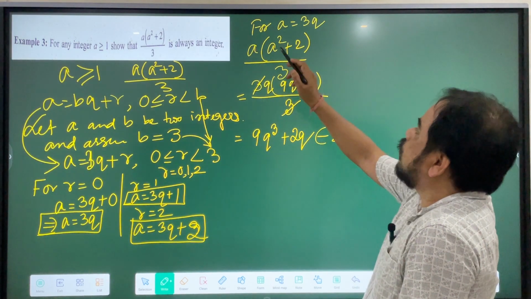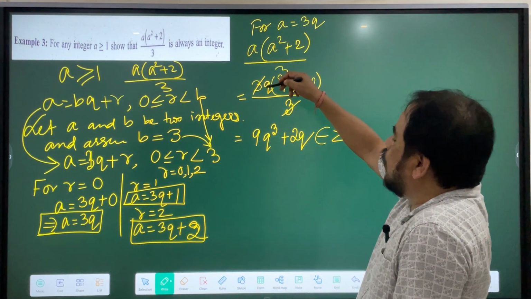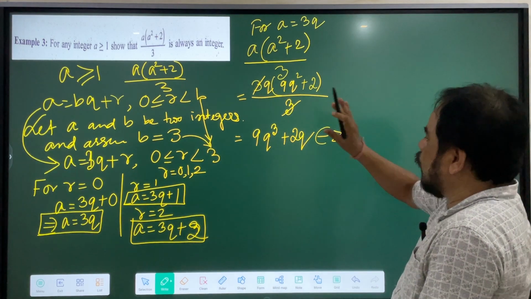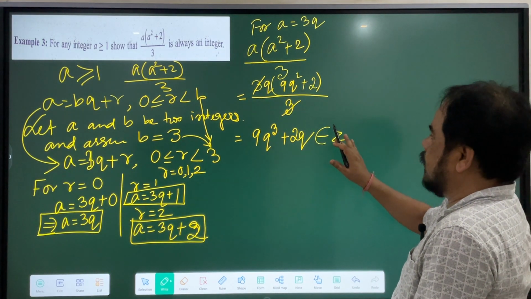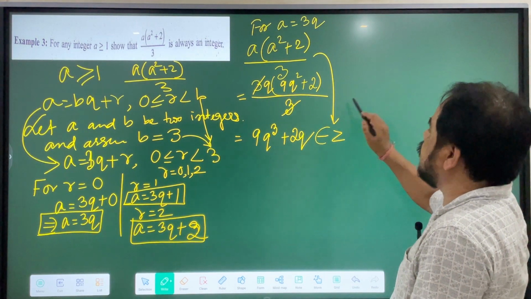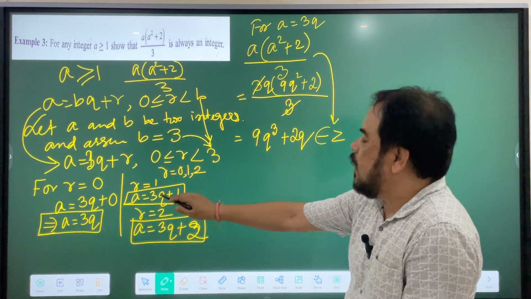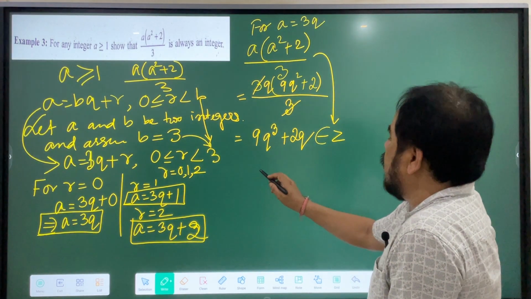While putting a = 3q, whatever result we have got belongs to Z. That is an integer. So this is an integer. So now we will put the value of a = 3q + 1 in this.